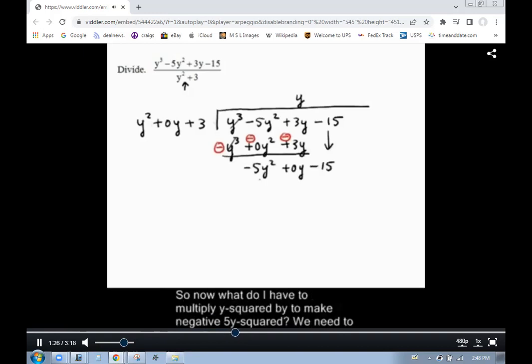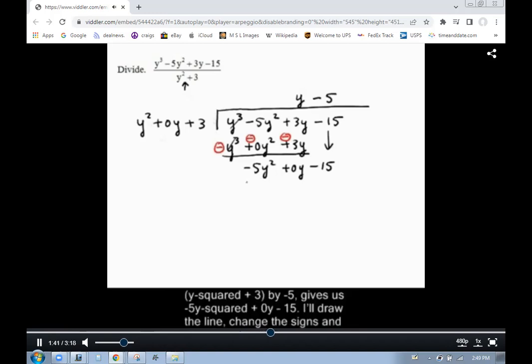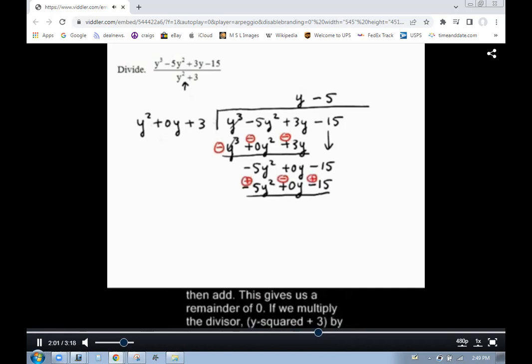So now, what do I have to multiply y squared by to make negative 5y squared? We need to multiply by negative 5. So I'll add negative 5 in the quotient. Multiplying the divisor, y squared plus 3, by negative 5 gives us negative 5y squared plus 0y minus 15. I'll draw the line, change the signs, and then add. This gives us a remainder of 0.